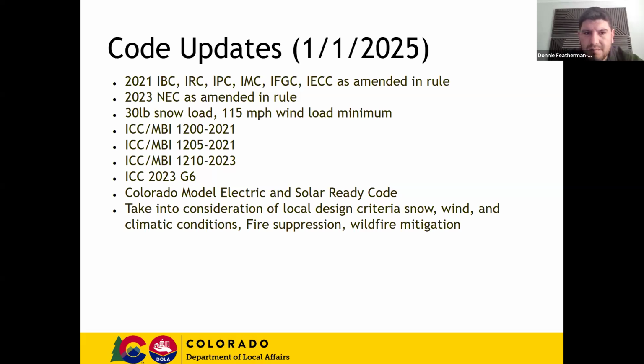We'll still have the 30-pound snow load minimum and 115-mile-an-hour wind load minimum, but just remember that we do take into consideration local design criteria. So if they're at a 40-pound snow load and 120-mile-an-hour wind load, we are going to enforce those for those locations. What's also new for this year, starting January 1st, is the ICC NBI 1200 series codes.